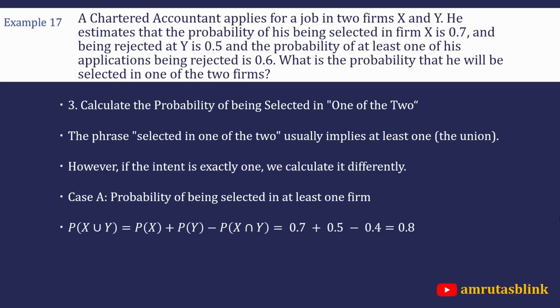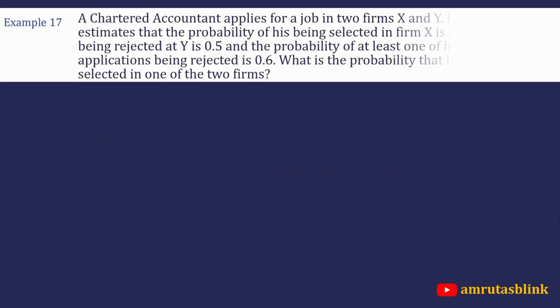So at least one, that means X union Y, that is equal to probability of X plus probability of Y minus probability of X intersection Y, which is 0.7 plus 0.5 minus 0.4, which is equal to 0.8.